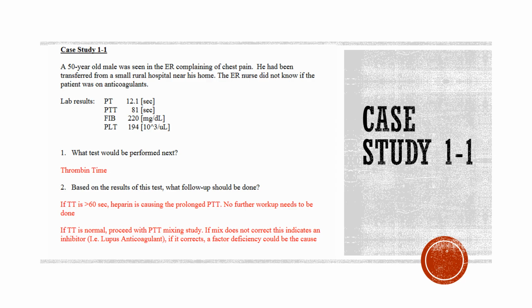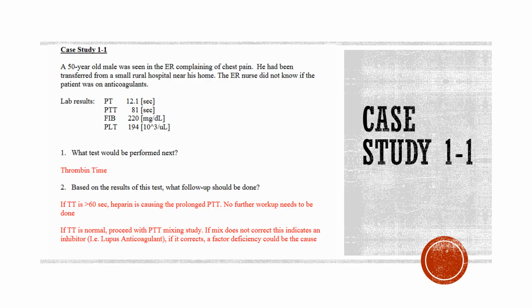If we perform a thrombin time and it is greater than 60 seconds, that's an indicator that this patient is indeed on heparin, and that is what's causing the prolongation of the PTT. At that point, we don't need to do any further workup. If we wanted to, we could run a test called an anti-10A, which is a test we haven't really discussed yet. We're going to get to that, but that will directly measure heparin.